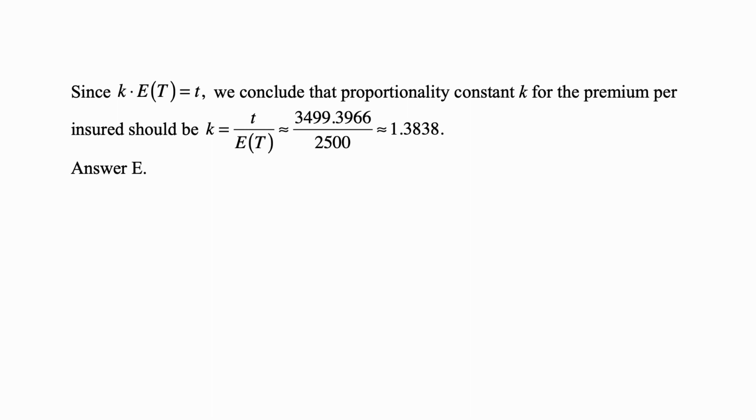Now, since K times E of T is E of big T is t, that's the way the problem set it up, we conclude that the proportionality constant K for the premium per insured should be K equal to t over E of T, so 3499.3966 over 2500, and that's approximately 1.3838, which is answer E.